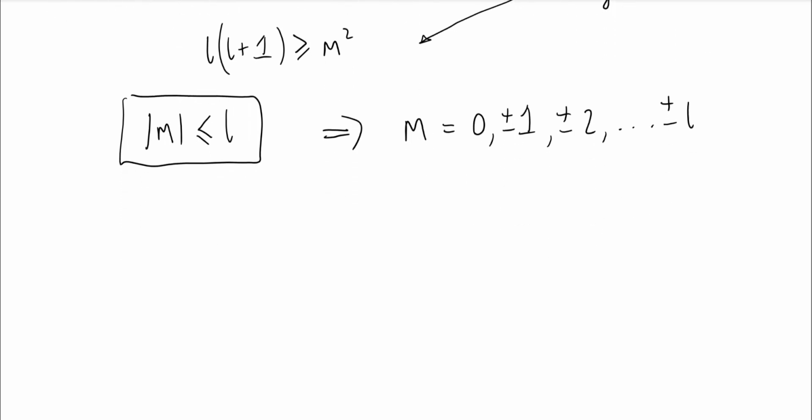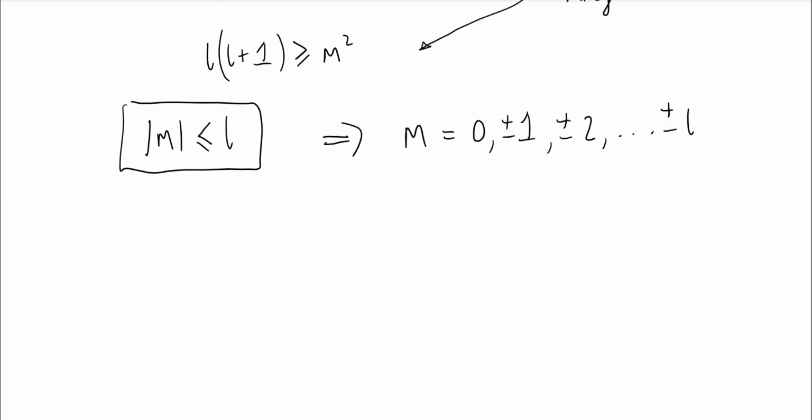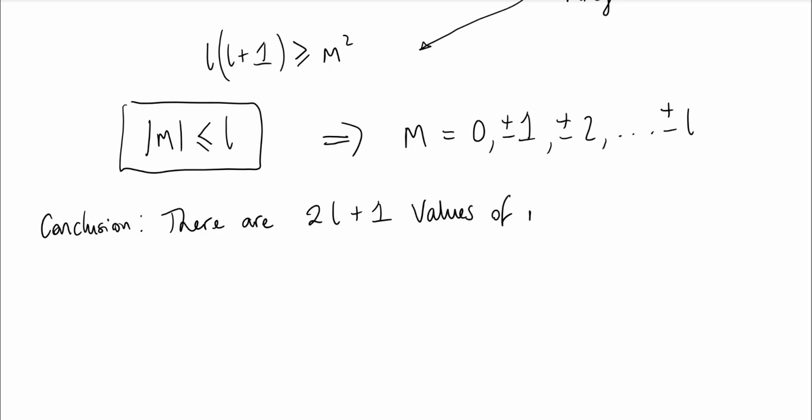What else can we say? There's another conclusion I want to draw your attention to. This other conclusion is that there are 2L plus 1 values of m for each value of L.